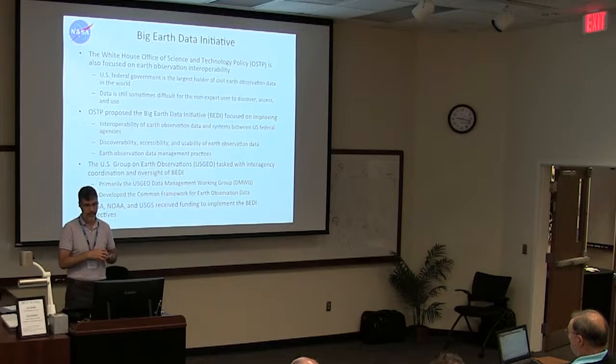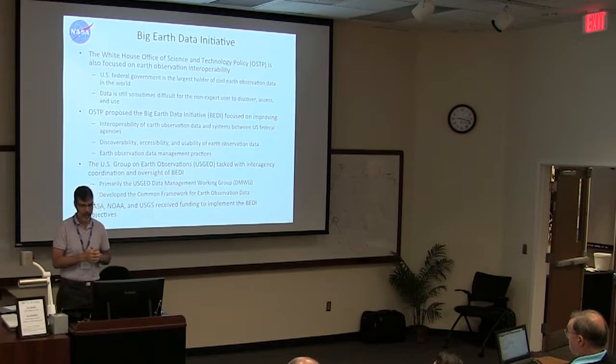One of the subgroups of that was focused on data, and how we improve the discoverability, accessibility, and usability of all this Earth observation data for people who aren't necessarily expert power users, which is a big problem due to the complexity and heterogeneity I mentioned before. So they started this thing called the Big Earth Data Initiative, and they provided a little bit of funding to NASA, NOAA, and USGS. The primary goals were to improve discoverability, accessibility, and usability. It was a big interoperability exercise. They left it up to us, the individual agencies, to propose how we would do that, and we've all gone about it in a slightly different way.